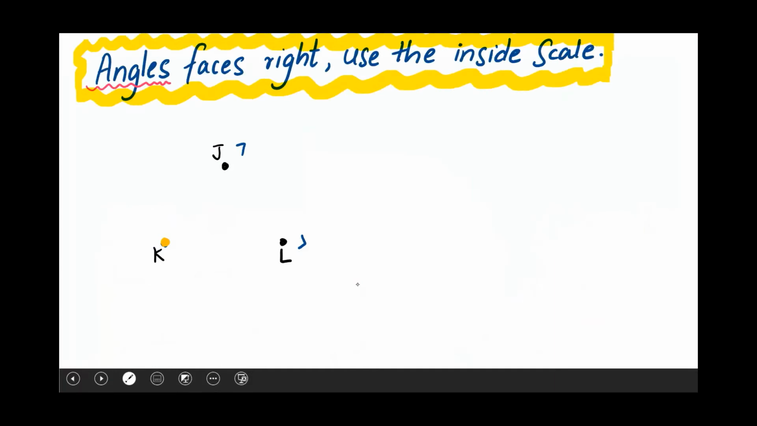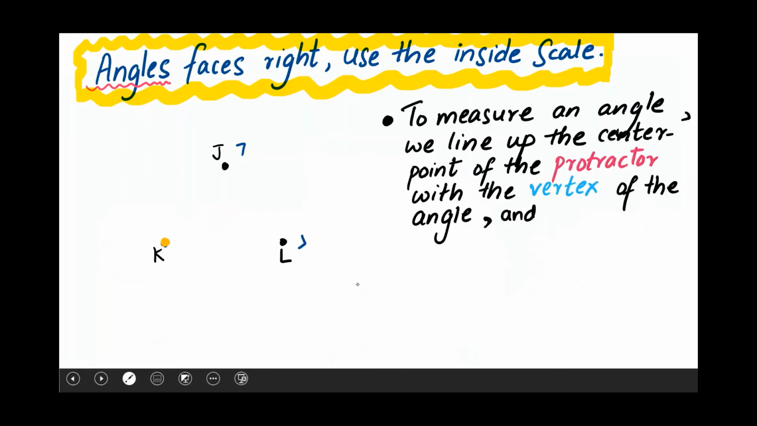Now, angle faces right, use the inside scale. To measure an angle, we line up the center point of the protractor with the vertex of the angle and KL with 0 degree. Now, as you can see here, there's an angle here. Now, I want to measure the angle. So, first, we will put the protractor on the vertex of the angle. Now, which is the vertex of the angle? As you can see here, K is the vertex of the angle, and KL and KJ are the other rays.